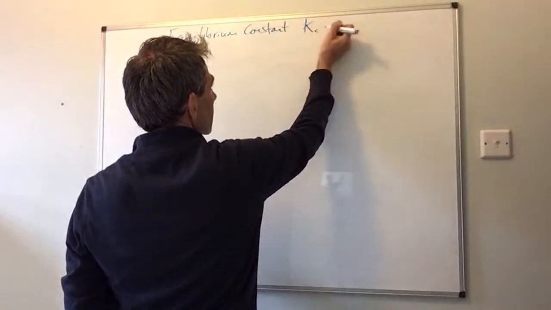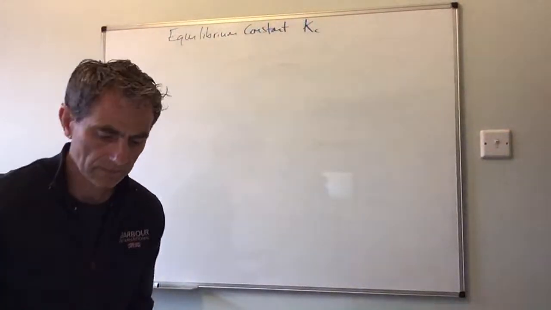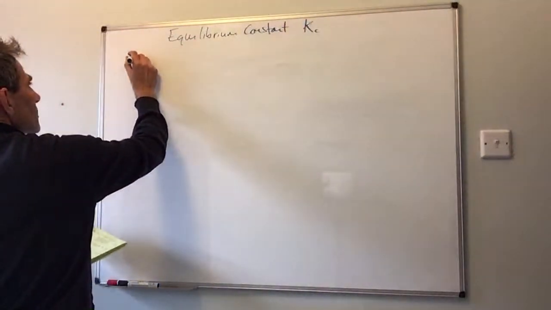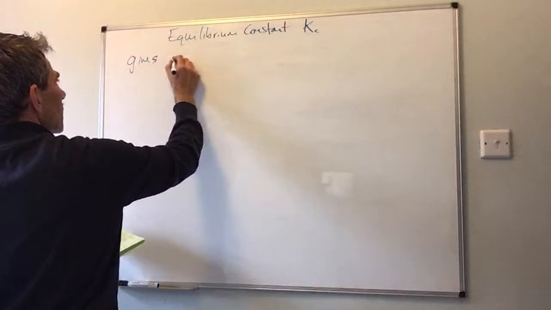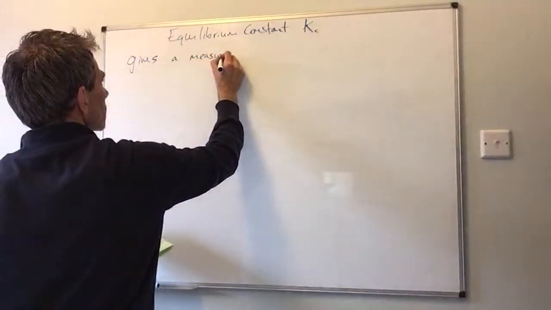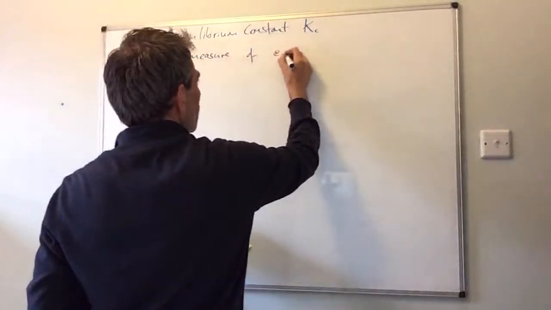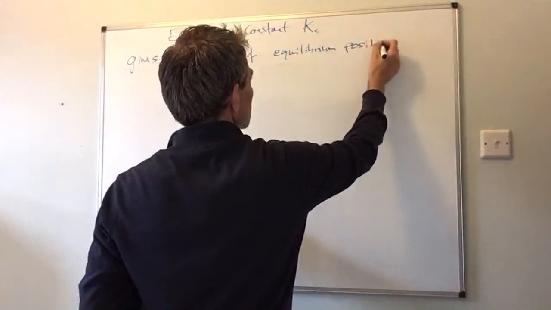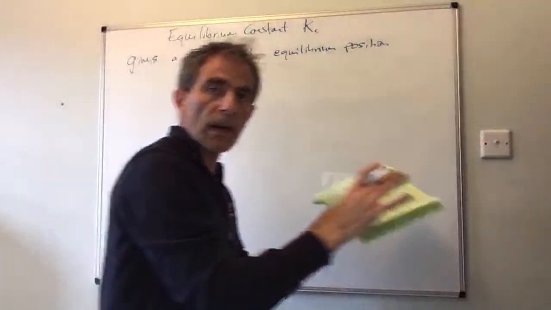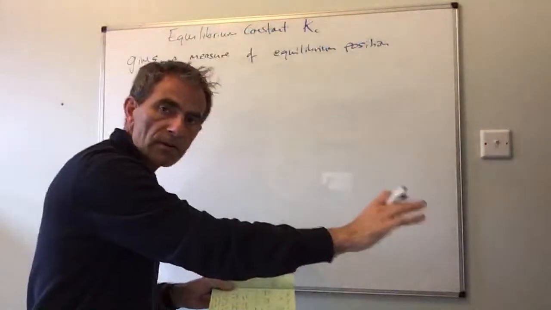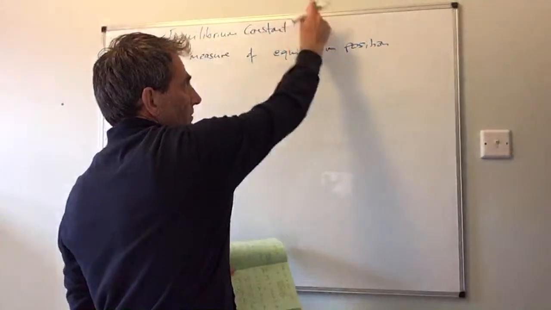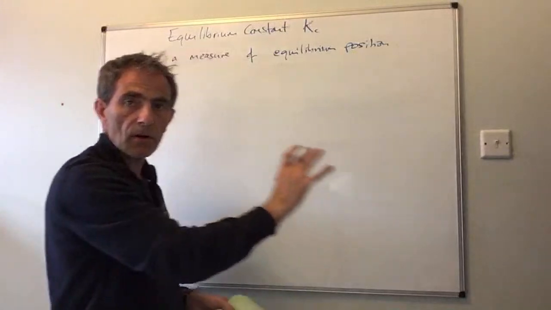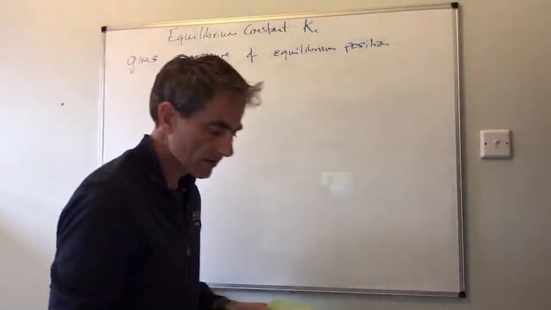So that's Kc. So the first thing is, well, what does Kc tell us? It gives a measure of the equilibrium position. So is it more to the right or is it more to the left? Is it more forwards or more backwards? So the size of this Kc value is a measure of how far the equilibrium is forwards, or is it more backwards? And you'll see how that's measured in a second.